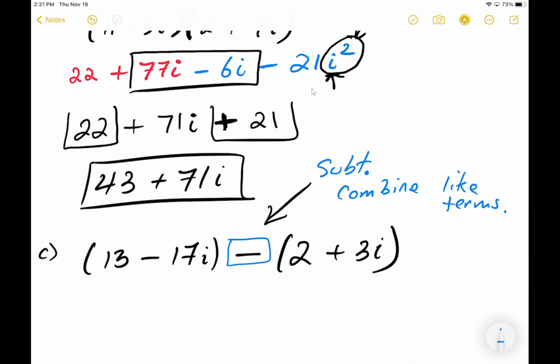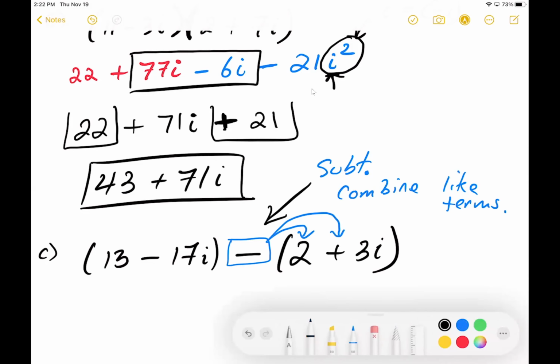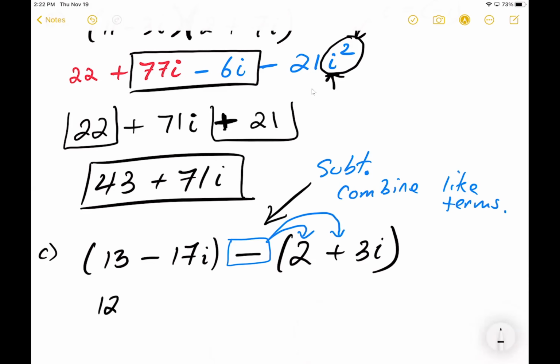To combine like terms, we need to get rid of the parentheses. And in order to get rid of the parentheses, we need to change the sign for the second parenthesis. The first parenthesis stays the same, but in the second parenthesis, I need to change this to a -2, and this to a -3i.